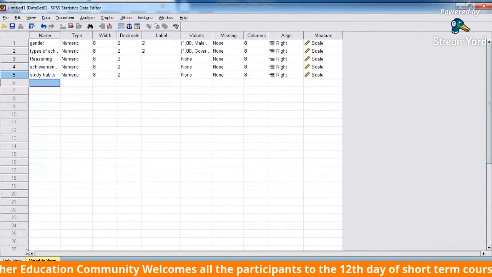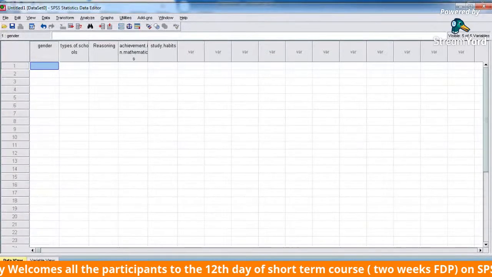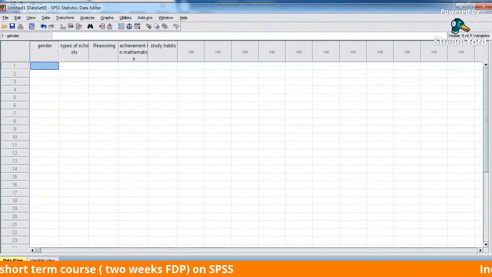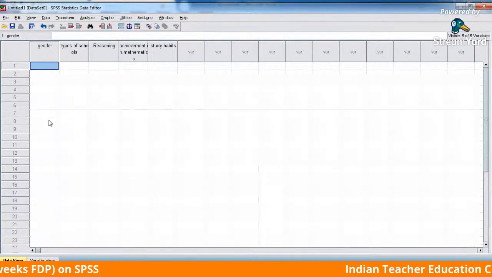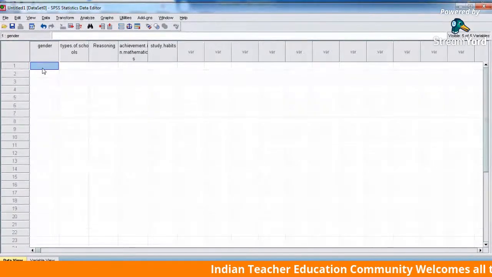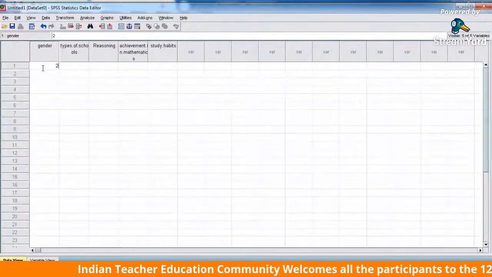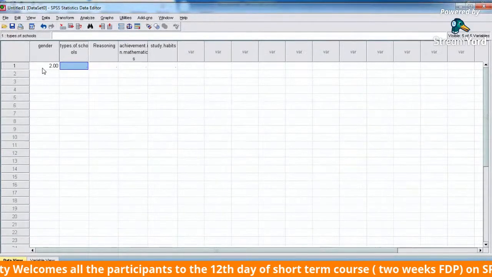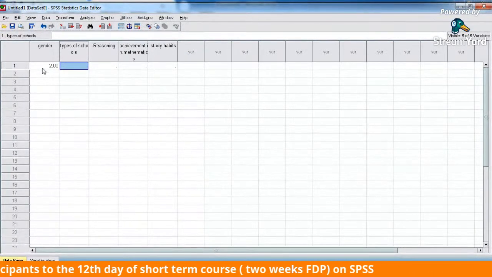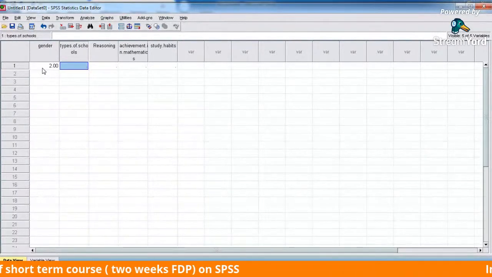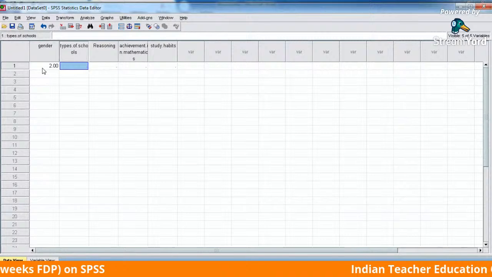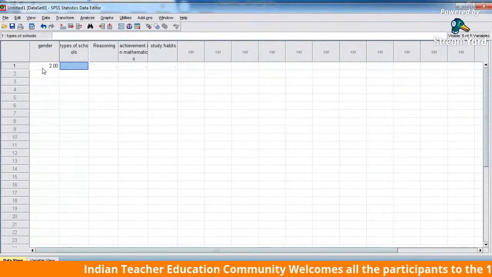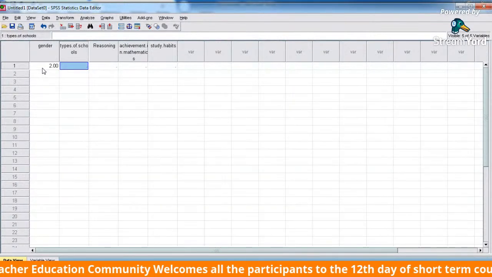Now I go to my data view, and now here I have to enter the data. I told you that you can take the response sheet of the first person and see what the gender is. It is female, so you put 2. If you do not remember, then you can go back to your variable view, and from there you can find out what code you have given for male and for female. No problem at all.